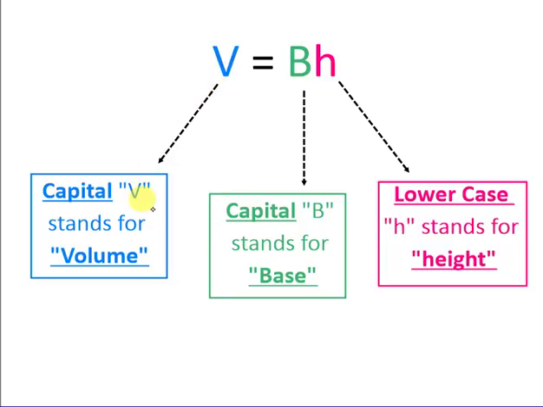The capital V stands for volume. Actually, let me go to the capital B. The capital B stands for the area of the base. And I'm going to show you what that means and why it's capital. And then the H, which is lowercase, just stands for the height of the prism or the cylinder. Now, the reason why the B is capitalized is because it doesn't just stand for base. It stands for the area of the base of that shape.